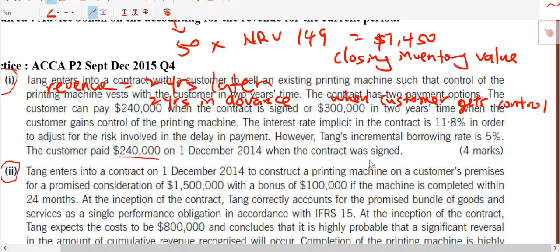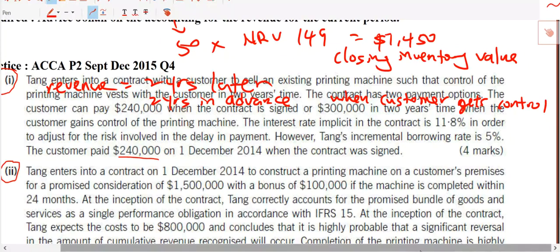In this question, we ask the customer to pay us 2 years in advance, and this will be perceived as a borrowing from the customer. So we ask the customer to finance the construction of the machine or something. So we are taking a borrowing from the customer. If we take the borrowing from the customer, we have to show our interest expense, to calculate the interest expense.